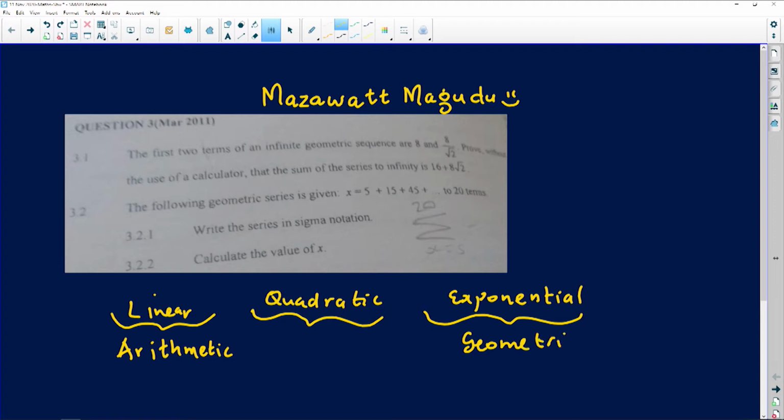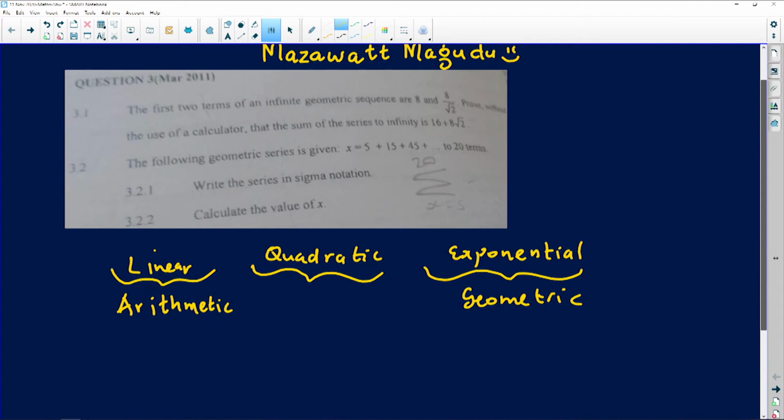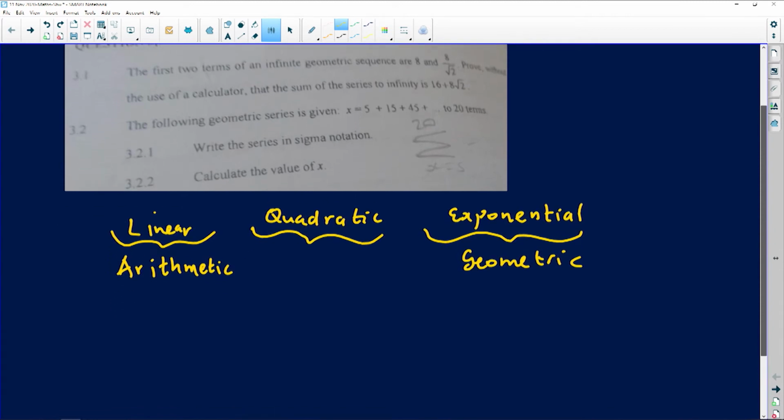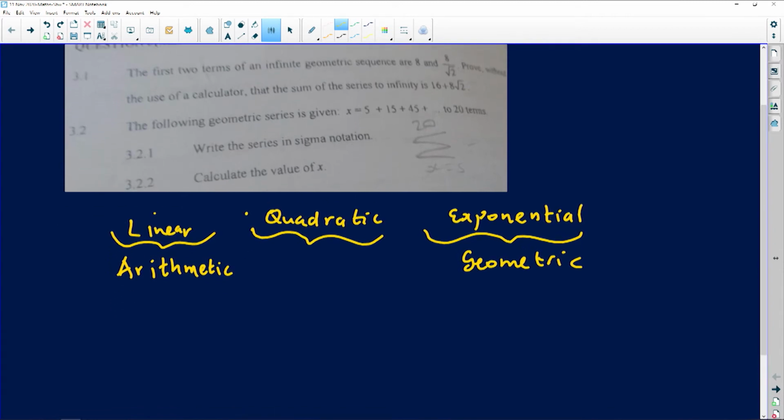So these are the words that they use in the exams to try and guide you or just tell you what you're working with. Sometimes they may tell you, sometimes they may not tell you what type of pattern you're working with. So for example, if they don't tell you that you are working with a linear pattern, how would you identify a linear pattern?